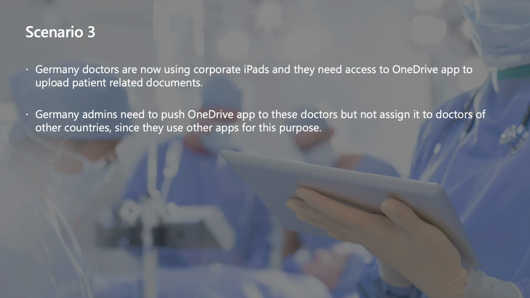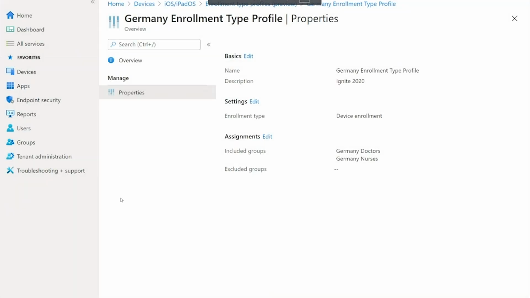So now let's look at our last scenario. The Germany doctors have now enrolled their iPads in Intune, but now they need the OneDrive app on these iPads to upload patient-related documents. Hence, this app needs to be uploaded by Garen for Germany doctors, but not to be pushed out to Scotland doctors since they use some other internal app for this purpose. Let's go back to Endpoint Manager. So now Garen goes back to Microsoft Endpoint Manager.